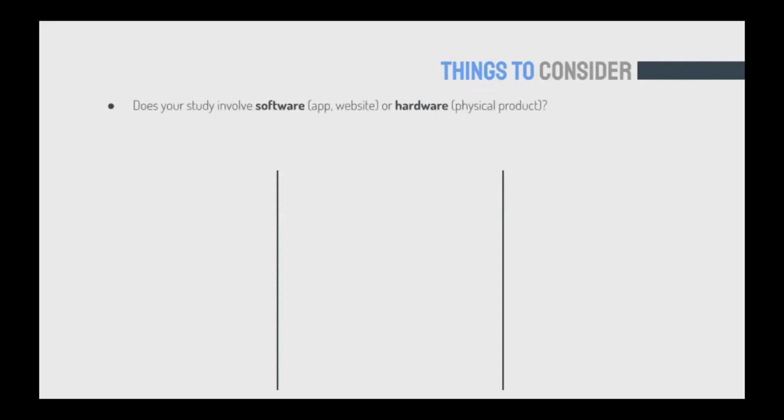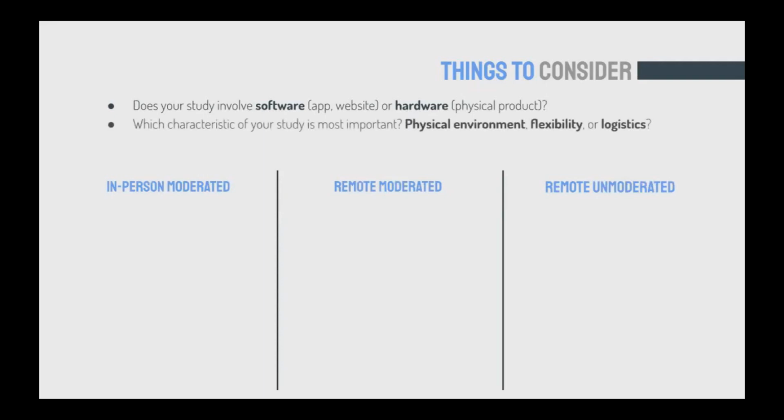So the first question is, does your study involve software? Is it an app or a website? Or does it involve hardware? Is it a physical product? In-person moderated studies are inherently better equipped to handle hardware because the moderator is in the same room as the participant, which allows them to observe the physical interactions as well as step in when participants get stuck. Remote studies, on the other hand, work best with software.